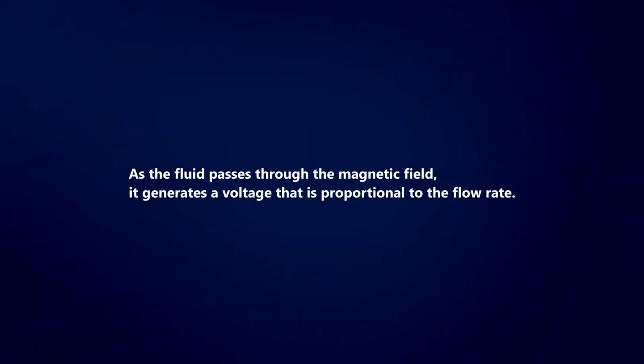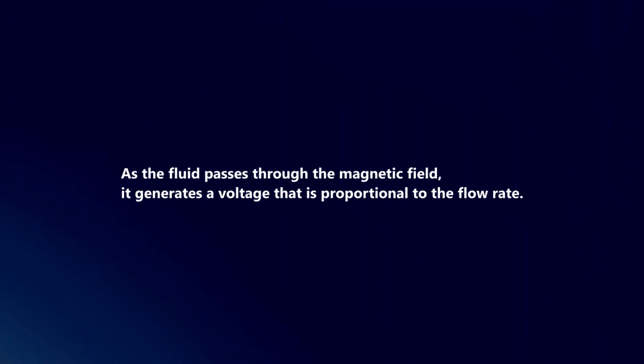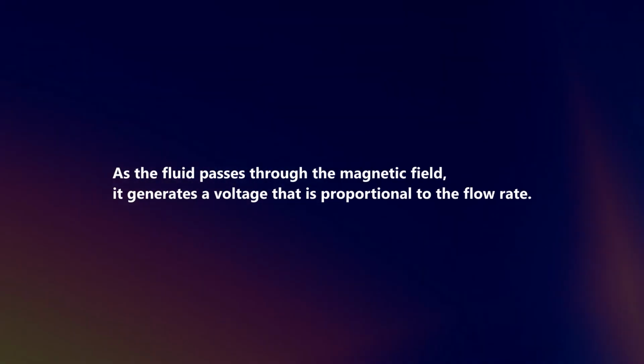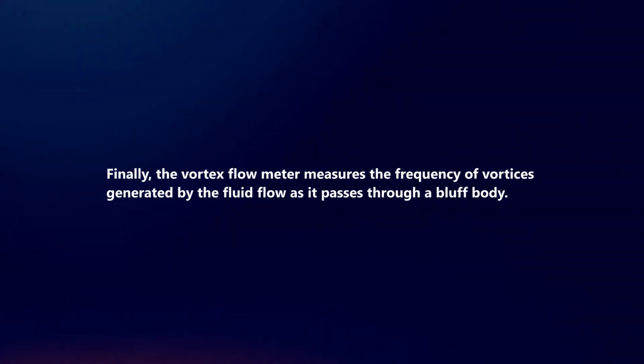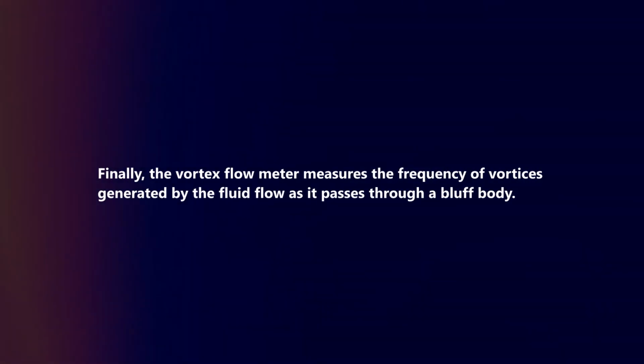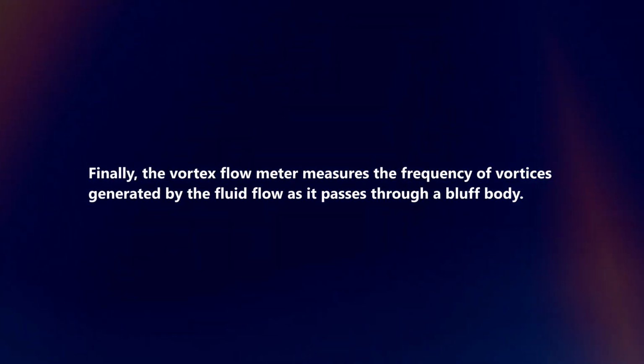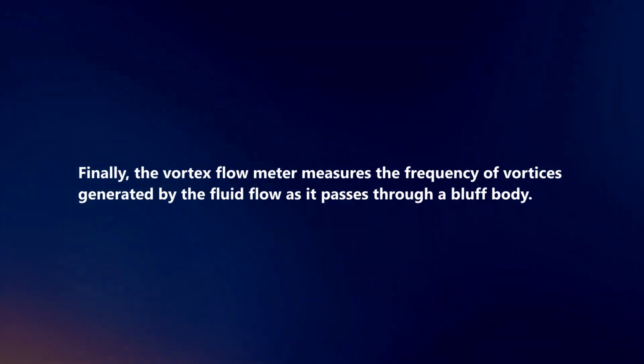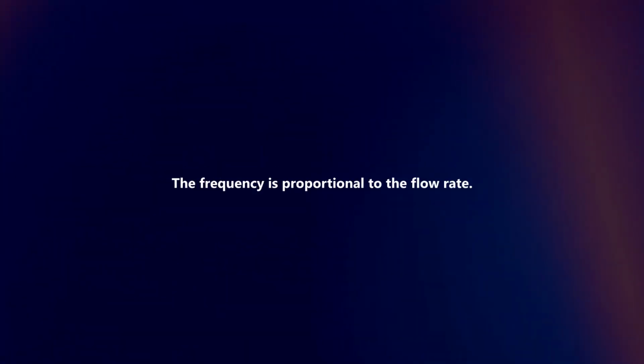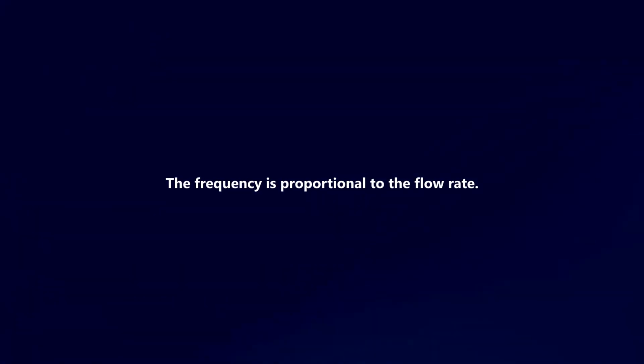As the fluid passes through the magnetic field, it generates a voltage that is proportional to the flow rate. Finally, the vortex flow meter measures the frequency of vortices generated by the fluid flow as it passes through a bluff body. The frequency is proportional to the flow rate.